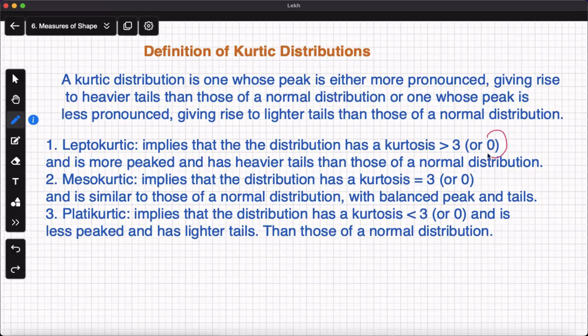Nonetheless, you may decide to use 0 as the benchmark. So if you use 0 as the benchmark, it will be leptokurtic when the coefficient of kurtosis is greater than 0, mesokurtic when it is equal to 0, and platykurtic when it is less than 0.